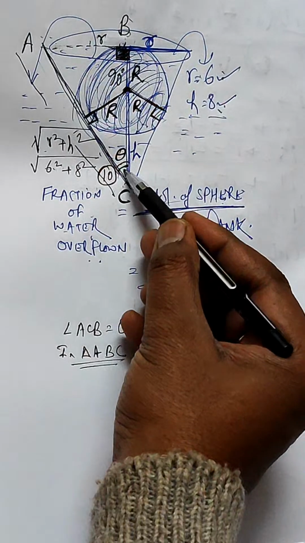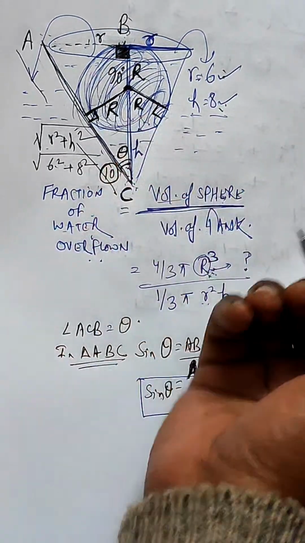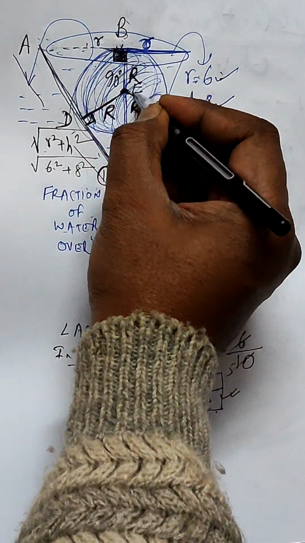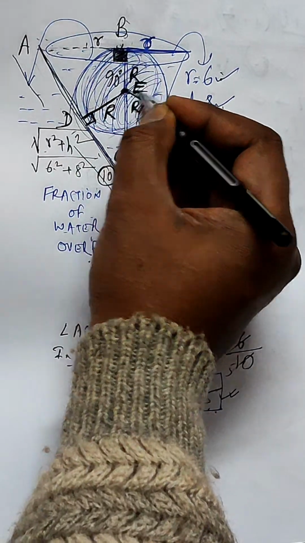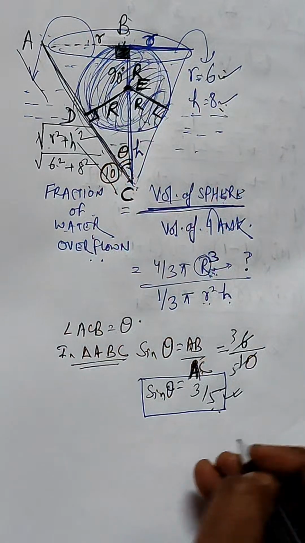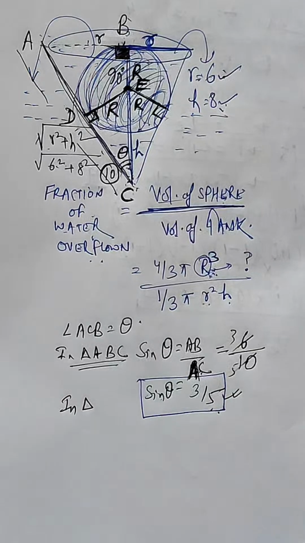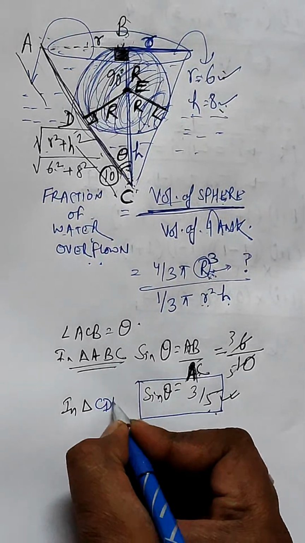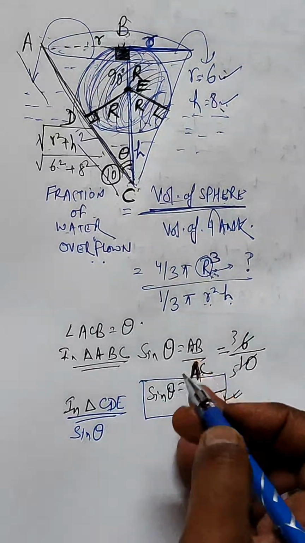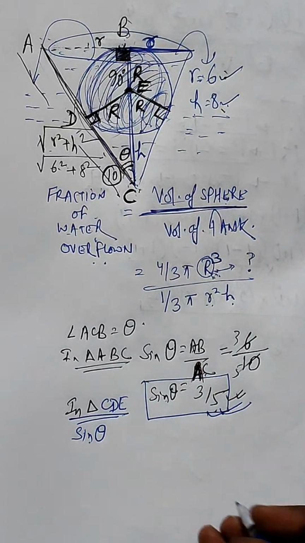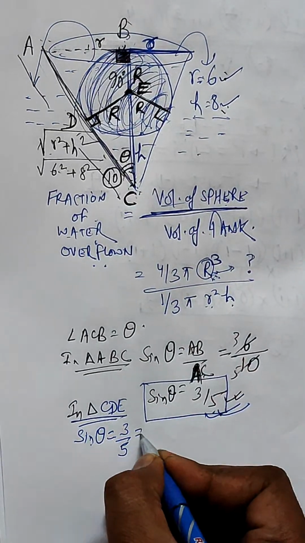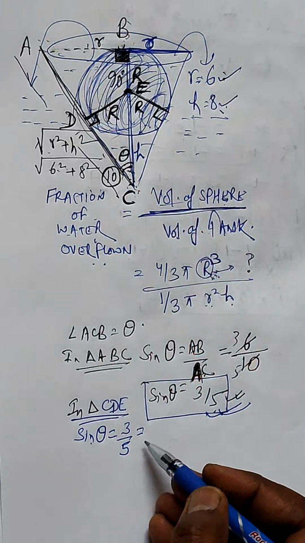If this is capital R, then this is also capital R. Now this sine theta, if you are considering this triangle, let's say this is C, this is D and this is E. I have shaded it, that's why it's much less visible. Anyway, if you consider triangle CDE, we will have sine theta, and that sine theta will also have the same value 3 by 5.